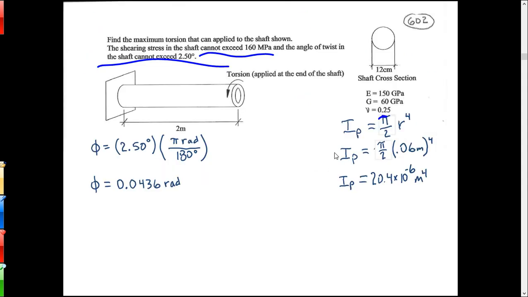Now, a little bit more advanced problem. Let's say we've got two constraints on the shaft. For this shaft, we can't exceed 160 megapascals of shear stress, and the angle of twist cannot exceed 2.5 degrees. Convert the angle of twist into radians first by multiplying it by pi over 180. Calculate the moment of inertia by taking I as pi over 2 r to the 4. R would be 0.06 meters there. So there's the moment of inertia, 20.4 times 10 to the minus 6 meters to the 4.